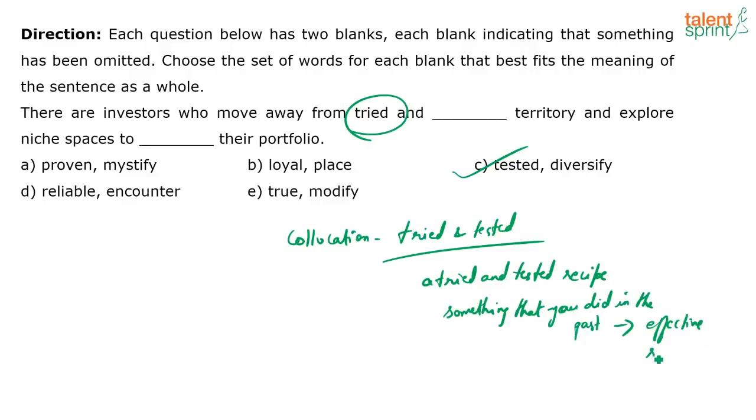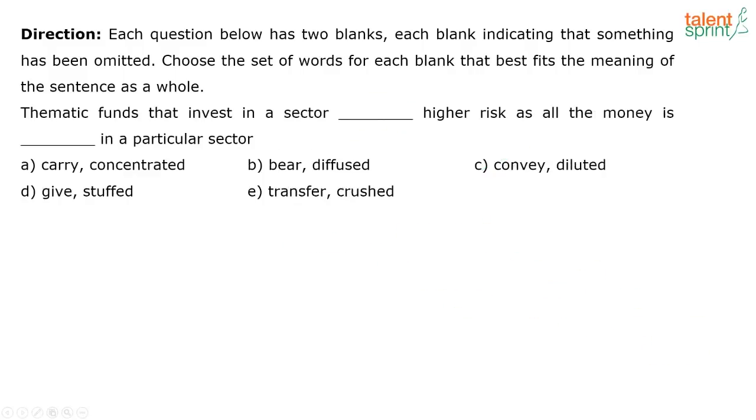Or you can rely on it without a doubt because it was a success. Thematic funds that invest in a sector dash higher risk as all the money is dash in a particular sector. Again, same as tried and tested, there is a clue phrase in the context where if I choose one particular option from the given options, it's a collocation. What is that clue phrase?